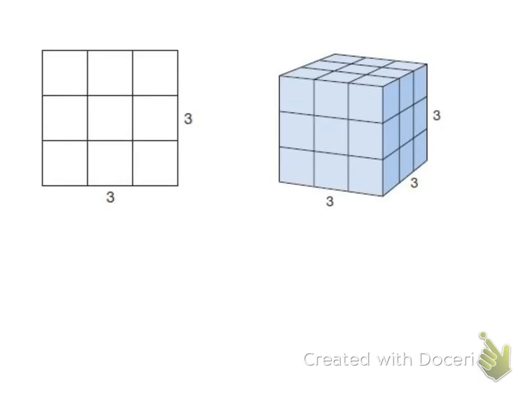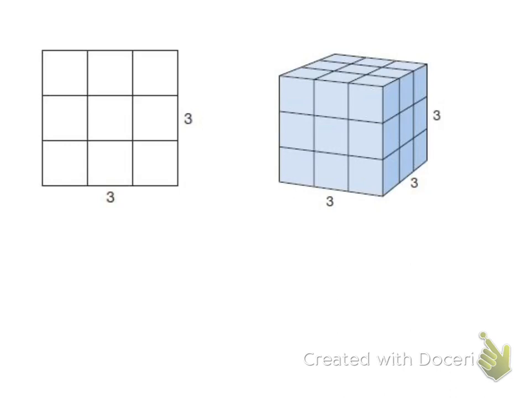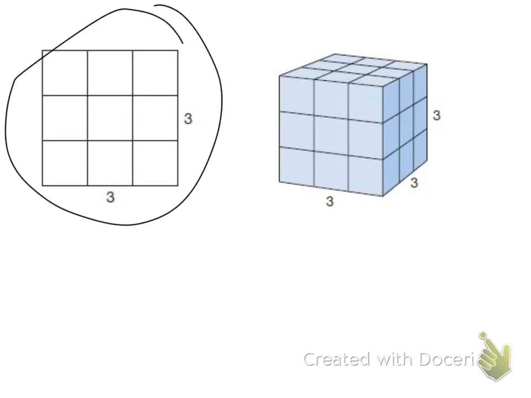So we could read 3 squared as 3 to the 2nd power, but we say squared when the exponent is a 2. So 3 squared would look like this, and it looks like the area, because this would be 3 times 3 to find the area of this square. Or we do 3 squared. So the area of this square would be 9. 3 times 3 is 9.